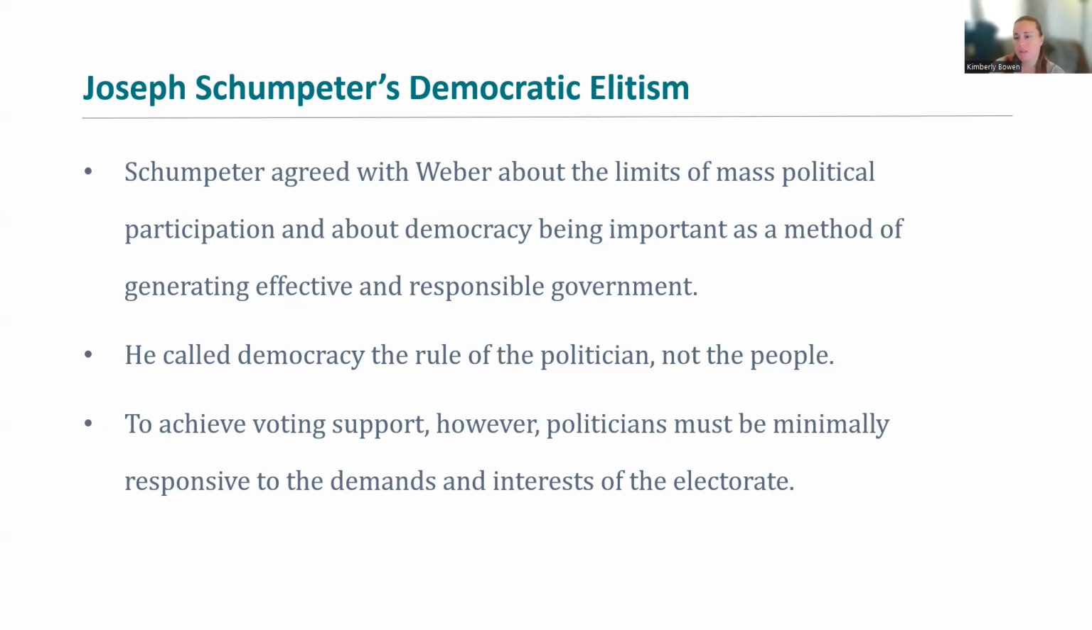It's generally very loud politicians or very loud interest groups that are going to take control and really be voted for. To achieve voting support, however, politicians must be minimally responsive to the demands and interests of the electoral group. Now, the problem is that if the electoral group does not actually hold the politician accountable because they're like, hey, this big thing that I agree with them on matters more to me than holding them accountable for all these other little votes that I didn't necessarily agree on, then you're not going to see a lot of change happen, because that political system does not have much accountability.